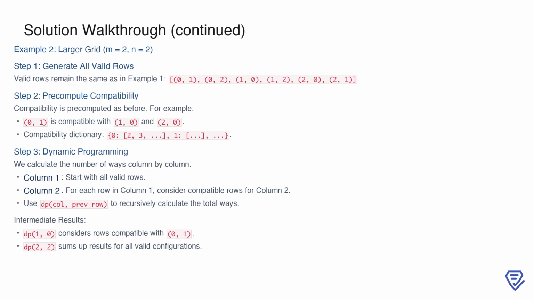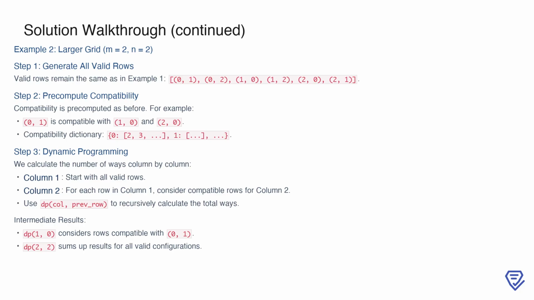The valid rows remain the same as in the previous example: [0, 1], [0, 2], [1, 0], [1, 2], [2, 0], [2, 1]. Compatibility between rows is also pre-computed in the same way, ensuring that no two vertically adjacent cells share the same color. In the dynamic programming step, we once again calculate the number of ways to paint the grid column by column. For the first column, we start with all valid rows. Then, for each row in the first column, we consider only the compatible rows for the second column.